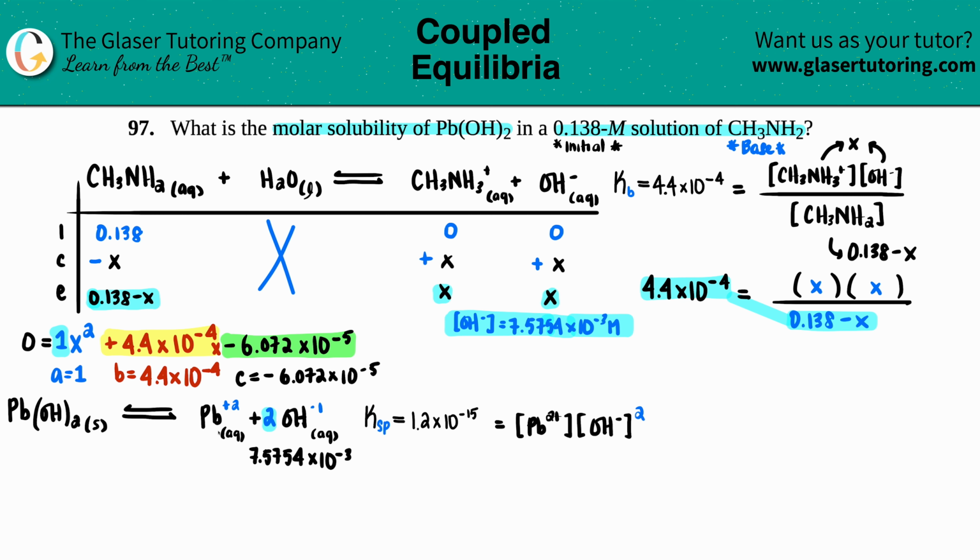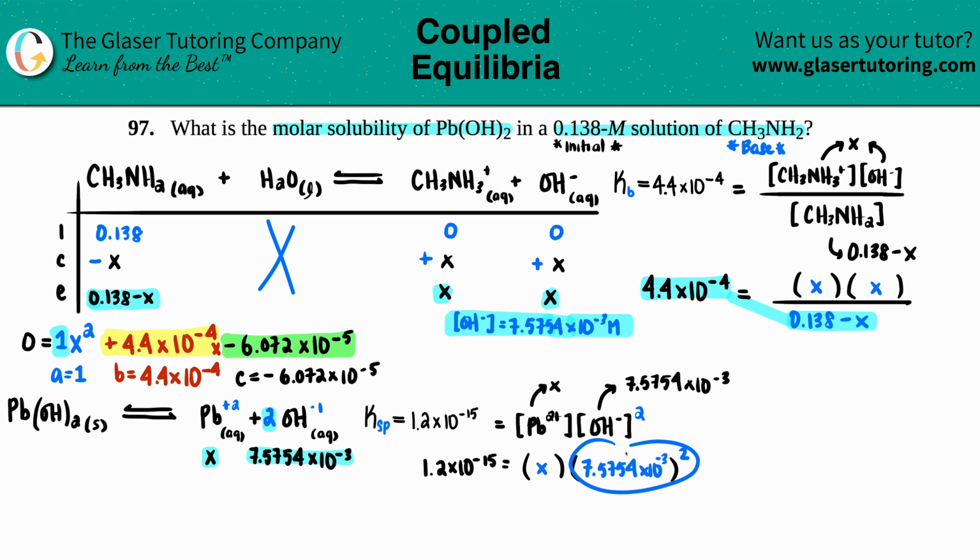So what's the Pb concentration? I don't know. So label that as X. Now use these pieces of information to plug it in for your Ksp equation. So Pb is going to be X, and the OH minus is 7.5754 times 10 to the negative third. Okay, so 1.2 times 10 to the negative 15th equals X times 7.5754 times 10 to the negative third, and that's squared.